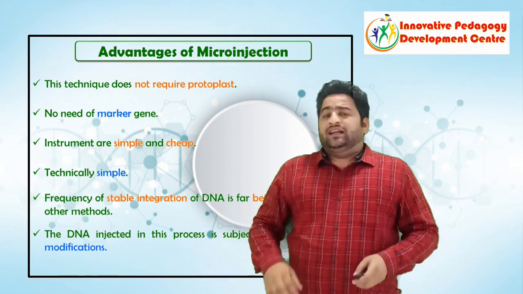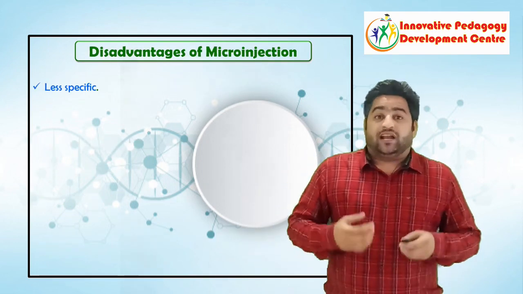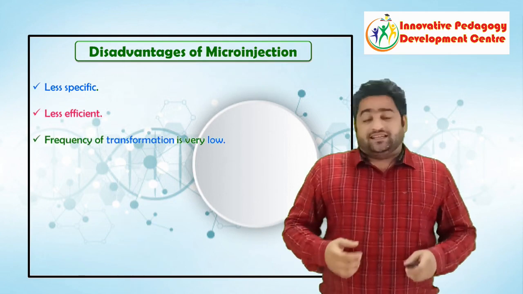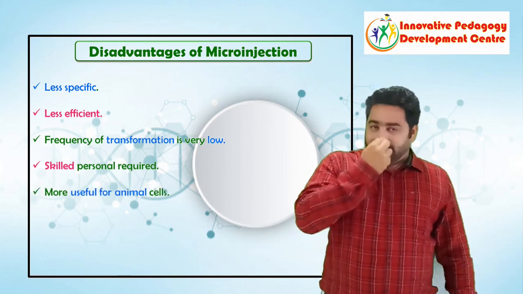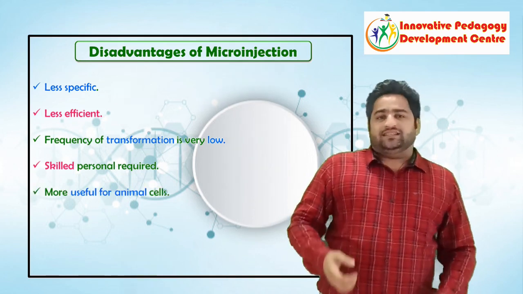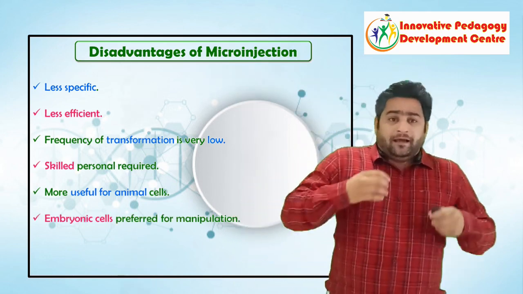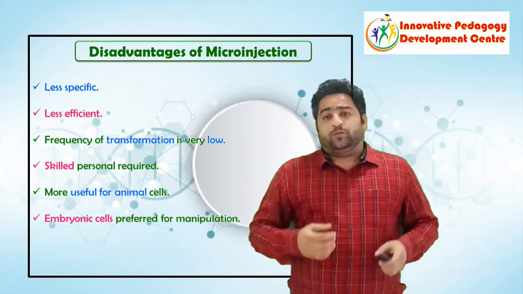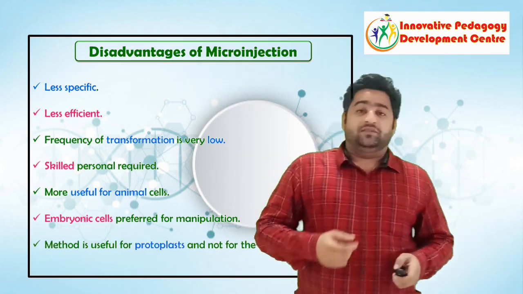While the disadvantages: it is less specific, less efficient, the frequency of transformation is very low, and a skilled person is required. It is more useful for animal cells because the cell wall again restricts the movement of the microinjection inside. Embryonic cells are preferred in this technique of manipulation. And at the end, this method is useful for protoplasts in the case of plants, as the plant cell wall again restricts the movement.